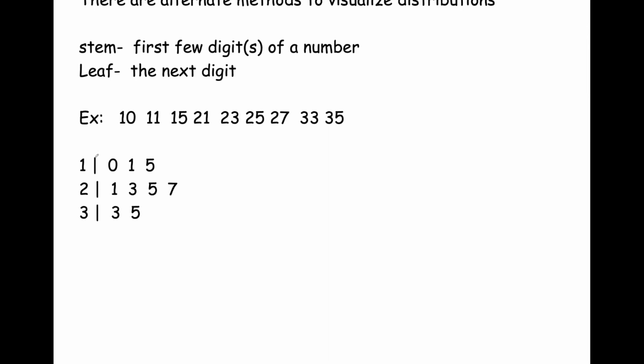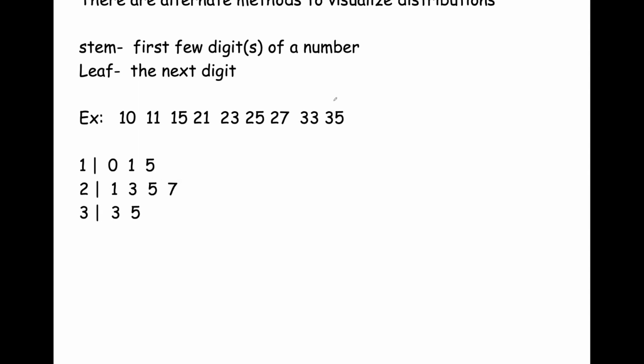So then on the right-hand side of the bar, we draw all the leaves, or write the leaves. And so we have a 10 with a 0, a 10 with a 1, that's 11, 10 with a 5, that's a 15. So we write 0, 1, 5, and we write that in non-decreasing order. Likewise, for the 20s, that's 21, plus 23, plus 25, and 27. So we write 1, that's for 21, 3 for 23, 5 for 25, and 7 for 27.